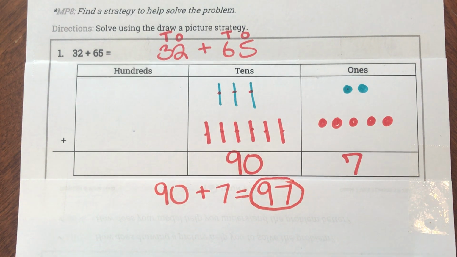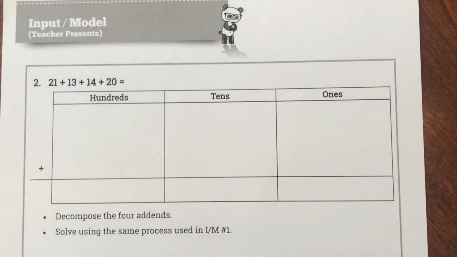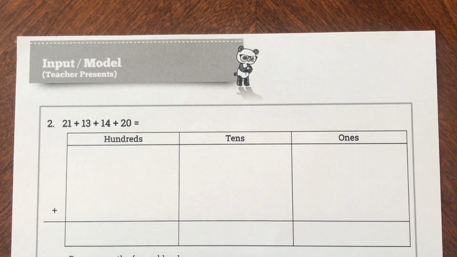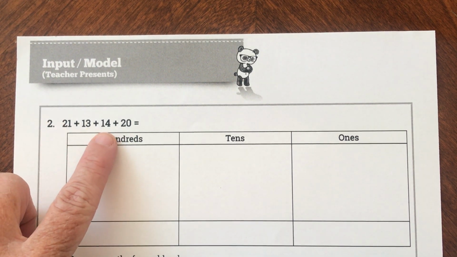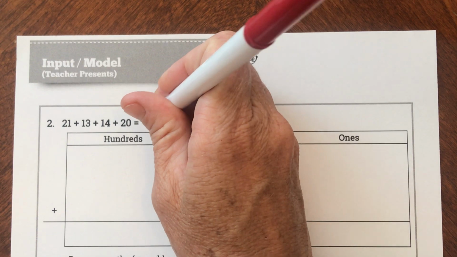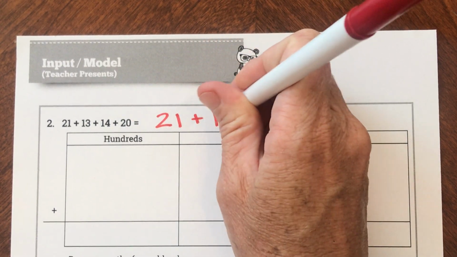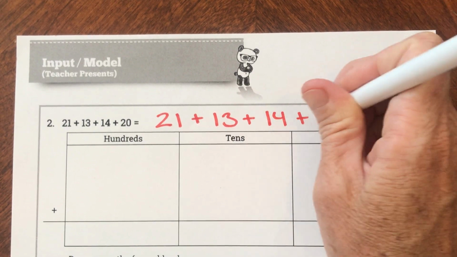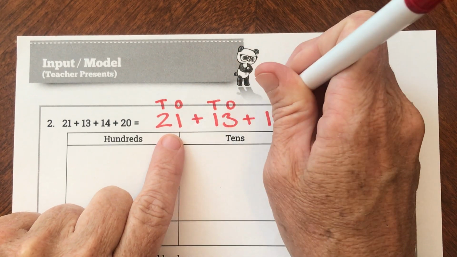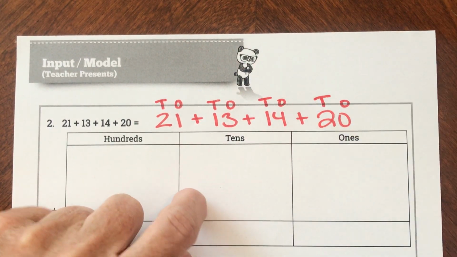Okay, I'm going to do another one of these. Okay, look in this one how many they're having me add. They're having me add 4 add-ins at one time. There's 4 of them. There's 21 plus 13 plus 14 plus 20. So I'm adding 4 add-ins, which seems like a lot, but I'm going to just use my same strategy. So I'm going to rewrite it because they write it so small. I like to write it a little larger. And I'm going to put my place values on top. Ones, tens, ones, tens, ones, tens.